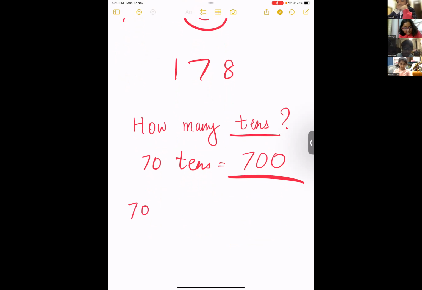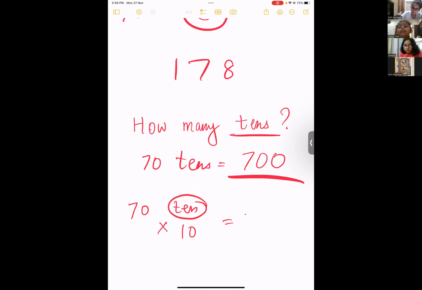Now, everyone else is going to ask me how. You have a 70 and then you have a 10 also. If 70 has ten more, then 700 will come. Kabir, how is 70 tens 700? Are we understanding? Did you ever understand how 70 tens is 700? Yes, ma'am. How did 70 tens become 700? Tell me.